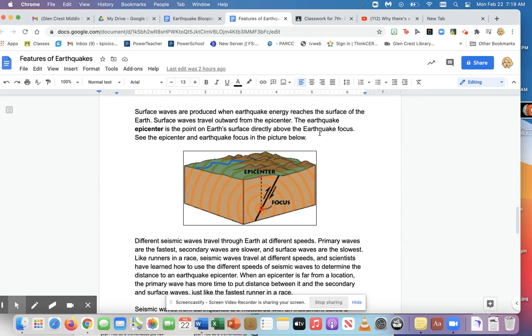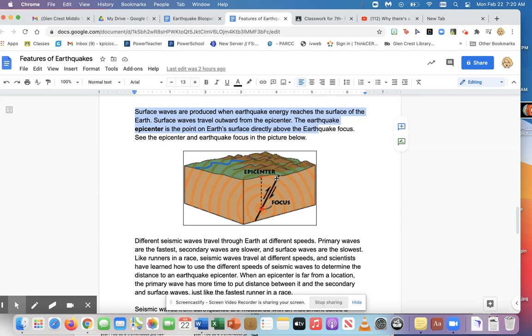Surface waves are produced when earthquake energy reaches the surface of the earth. Surface waves travel outward from the epicenter. The earthquake epicenter is the point on Earth's surface directly above the earthquake focus. See the epicenter and earthquake focus in the picture below.